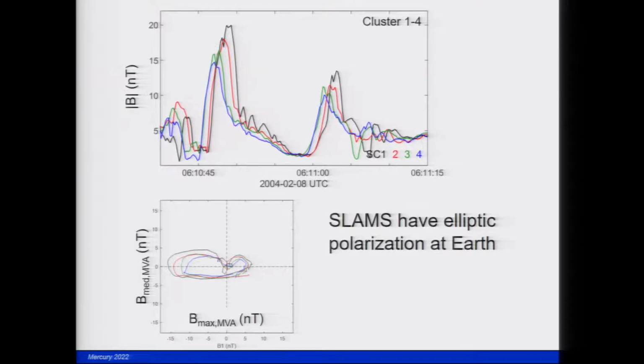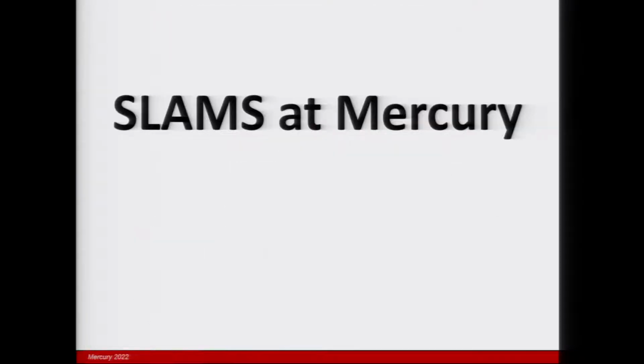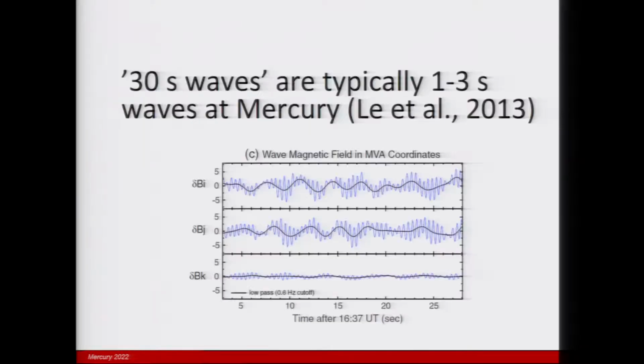So, do we see this stuff at Mercury as well? Well, for a long time, we thought we didn't. We thought we saw these ultra-low frequency ULF waves, which, by the way, at Mercury have a period of around 1 to 3 seconds, rather than 30 seconds at Earth. That's the black lines here. There are also some higher frequency waves superposed here.